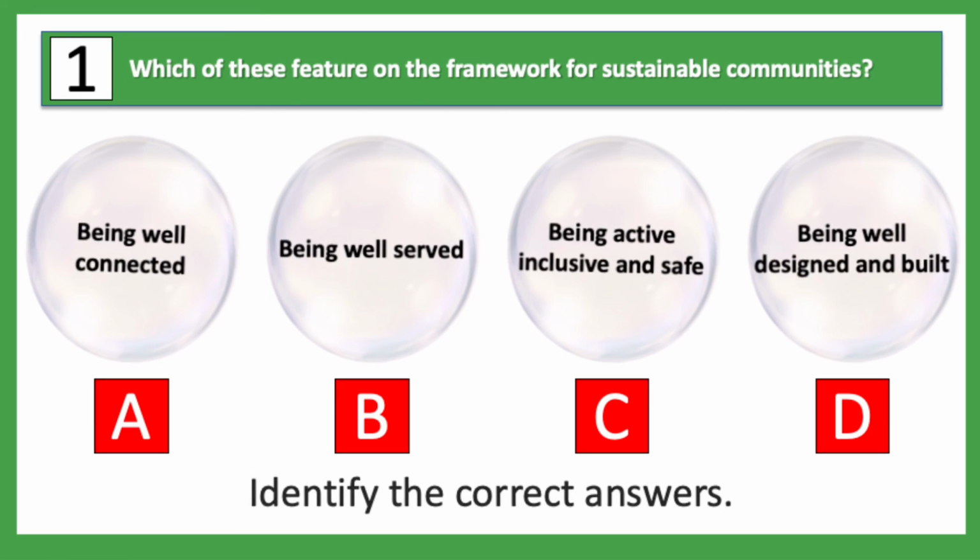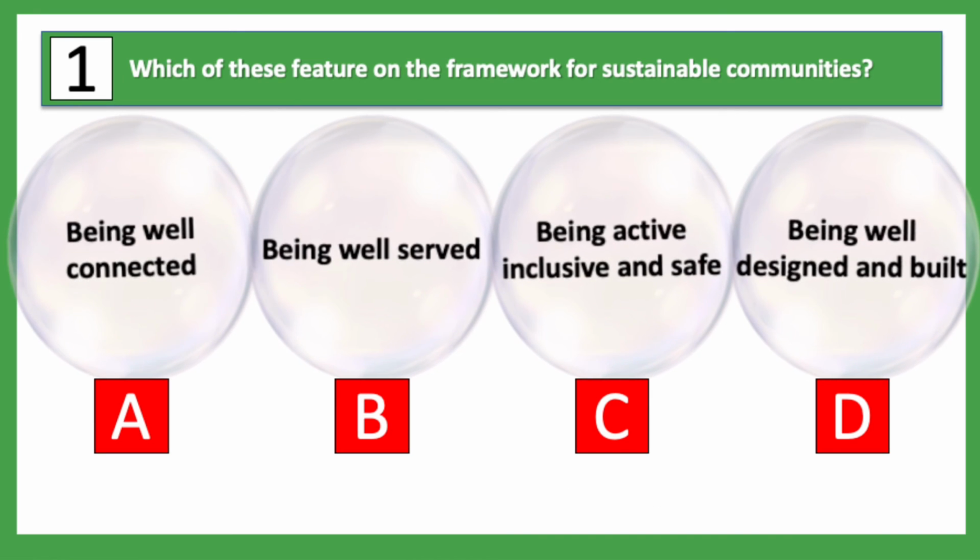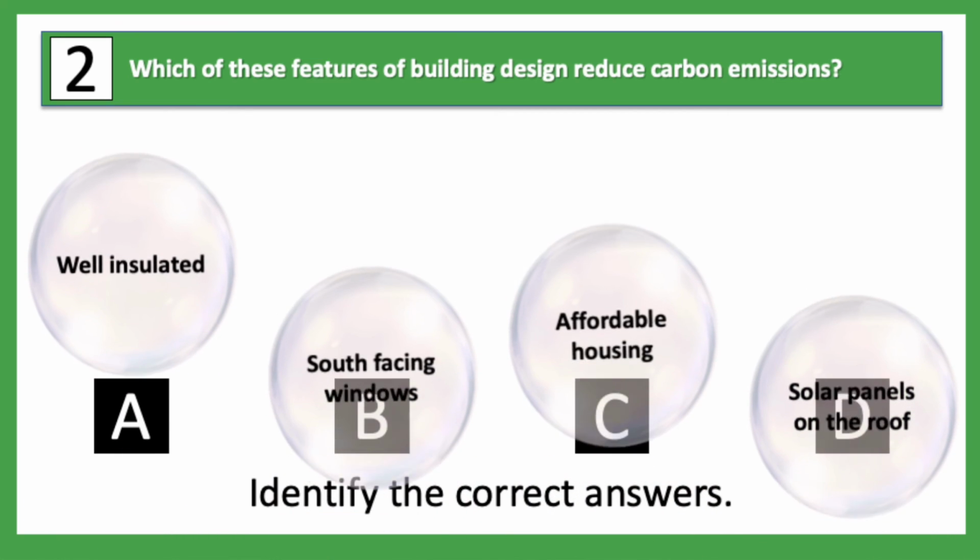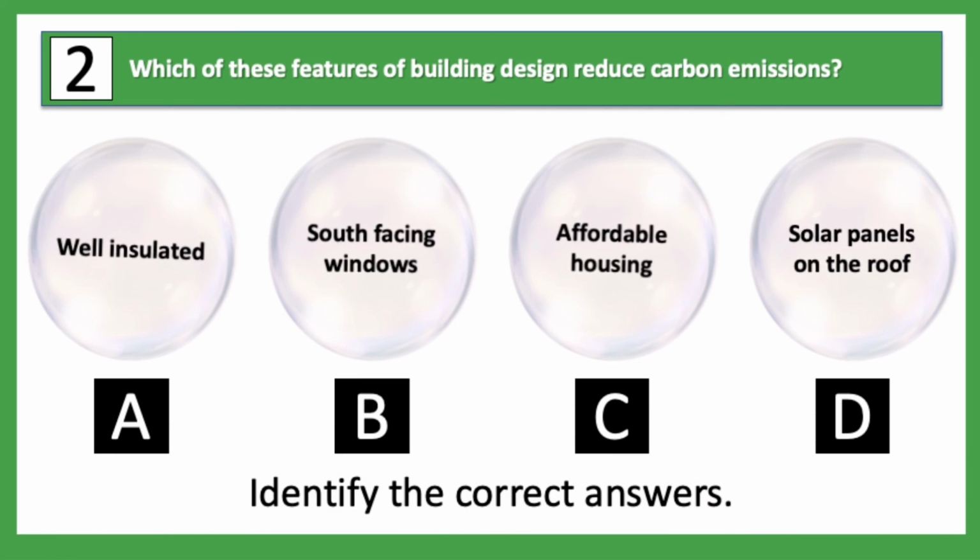Okay, let's reveal the answer. It is all of them. So we did that in our wheel activity earlier when we were looking at altered vowels. Okay, number 2. Which of these features of building design reduces carbon emissions? Being well insulated, south-facing windows, affordable housing, or solar panels on the roof? So which of these features of building designs reduce carbon emissions?